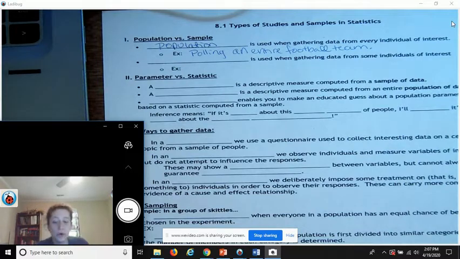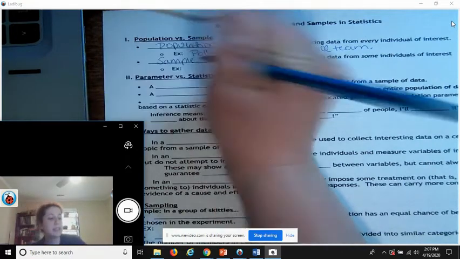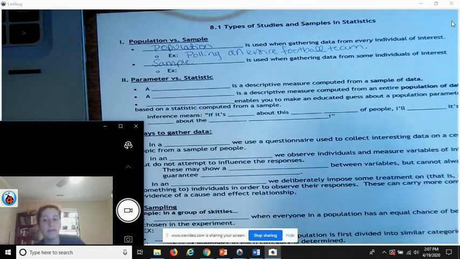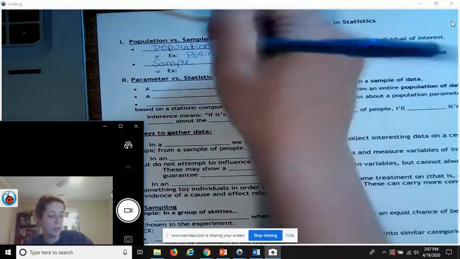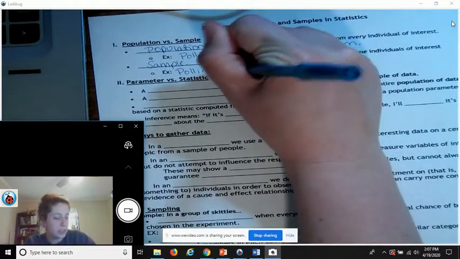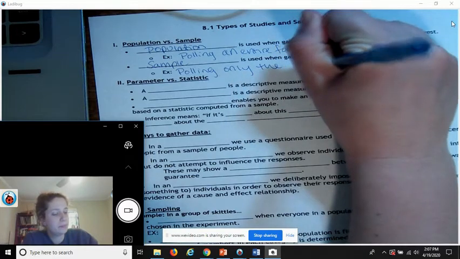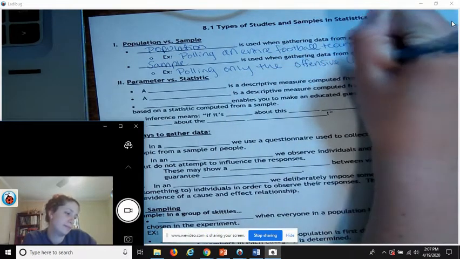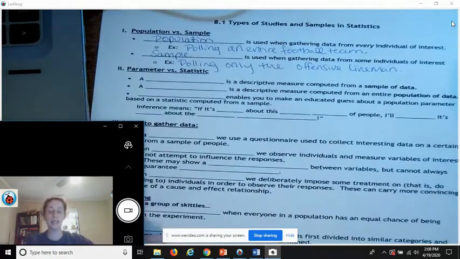You also can take something called a sample, and this is used when gathering data from some individuals of interest. So this is when we take a small group. So maybe we only poll the offensive linemen. So we're taking a subset of the group and we're just asking those people the question.